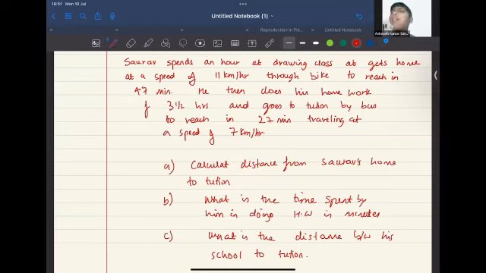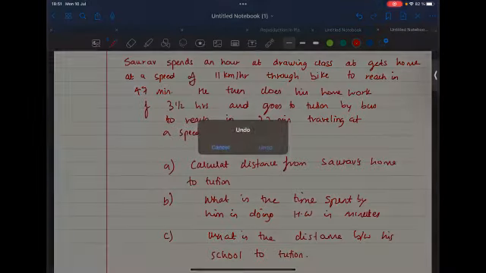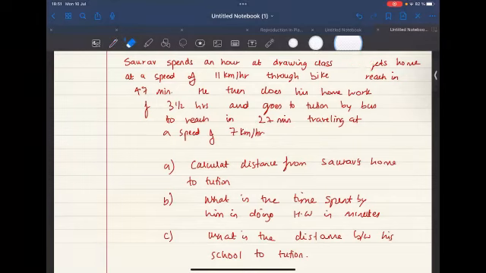After drawing class, what is there? Okay, I'll just read the first question. Here, I'll read the whole question. Saurav spends an hour at drawing class. I'm sorry, it's supposed to be and, but I wrote at. So Saurav spends an hour at drawing class and gets home at a speed of 11 km per hour through bike to reach in 47 minutes. He then does his homework of 3.5 hours and goes to tuition by bus to reach in 27 minutes, traveling at a speed of 7 km per hour. First question, calculate the distance from Saurav's home to tuition. Second is, what is the time spent by him in doing homework in minutes you need to find? Okay. So, what is the distance between his school to tuition is your last question.